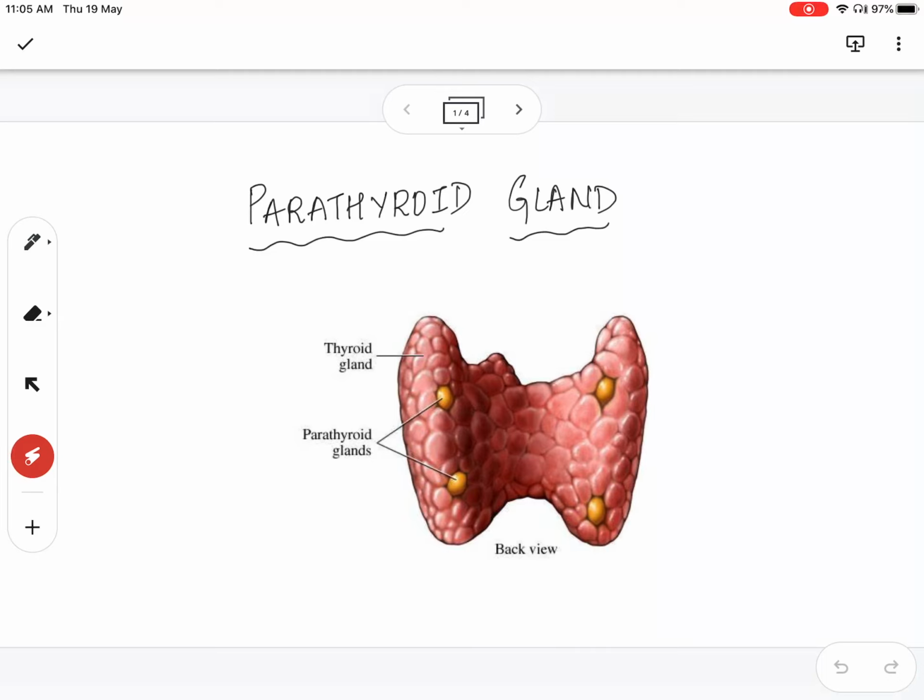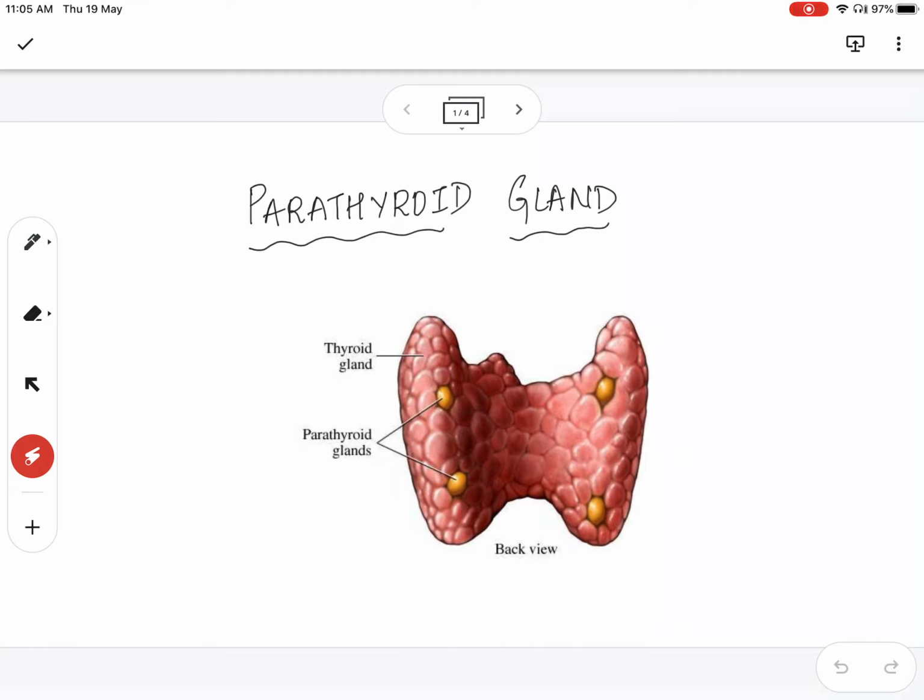This particular parathyroid gland is present embedded on the dorsal surface of the thyroid gland. Now if this is the ventral surface, this will be the dorsal region. So this is the thyroid gland over here. We know for a fact that the thyroid glands are two in number. So the parathyroid glands remain embedded in the dorsal surface of the thyroid gland. They are two pairs in number, so that means totally four in number.